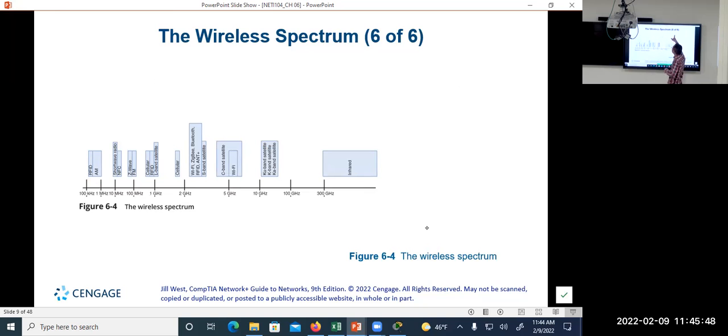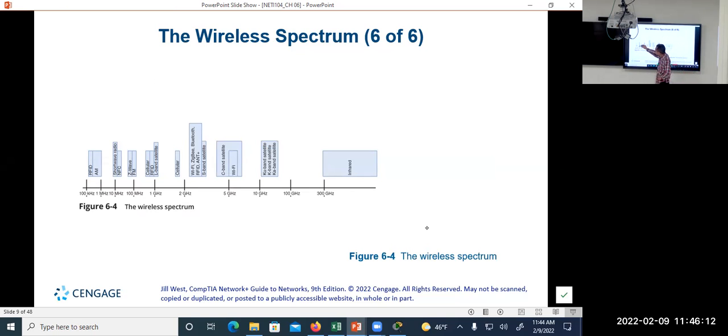Okay, so we see that you have the wireless spectrum here. You have a huge range, from 100 gigahertz up to 300 gigahertz, and it depends on the frequency band, and it can go to specific applications and services here.